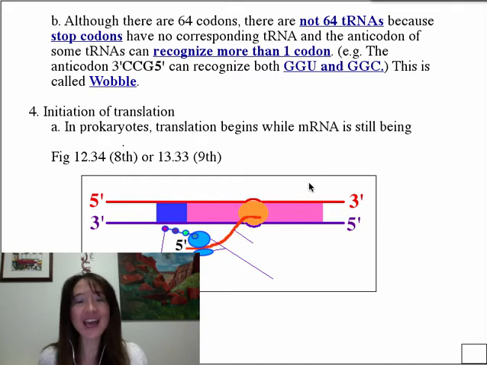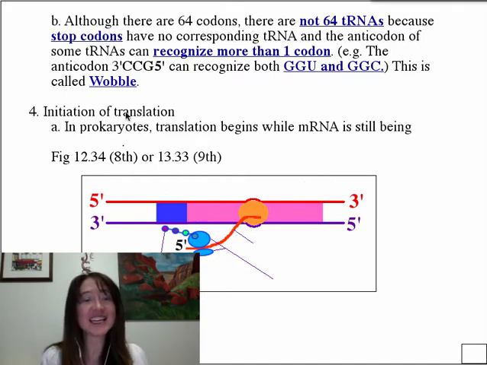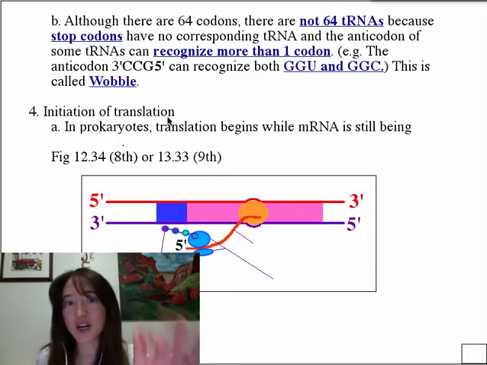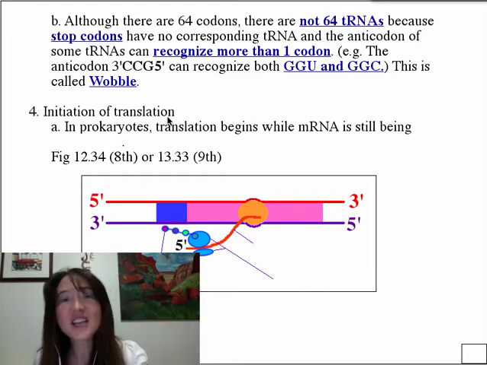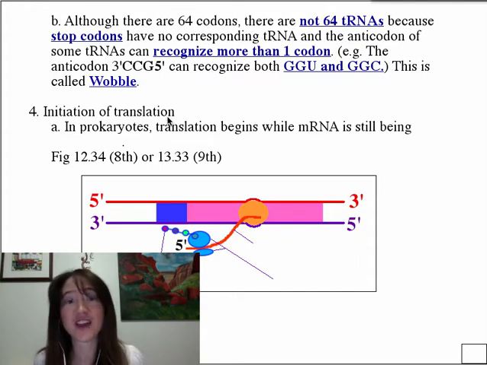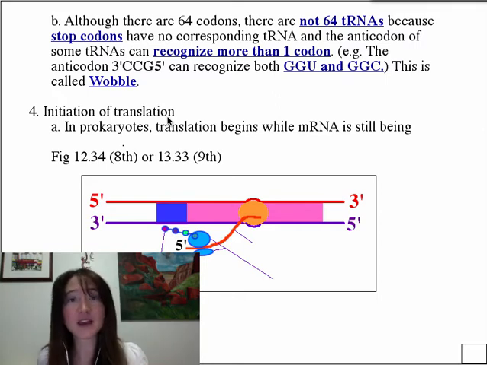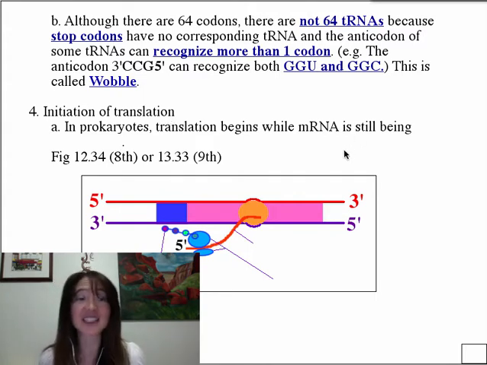So let's go ahead and move along, because we are now ready and poised to talk about initiation of translation. And don't forget that just like transcription, there is an initiation phase, an elongation phase, and a termination phase of translation as well. Beginning with initiation, I want to make a quick statement that relates to the extra credit question that I asked you on the Vodcast last time.